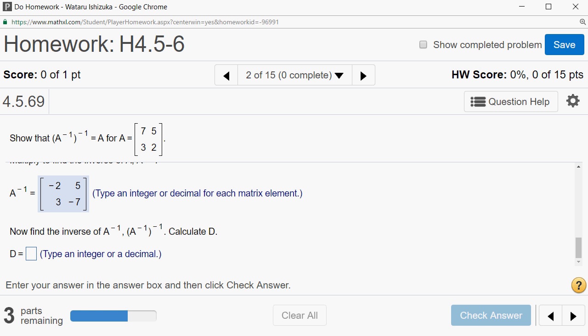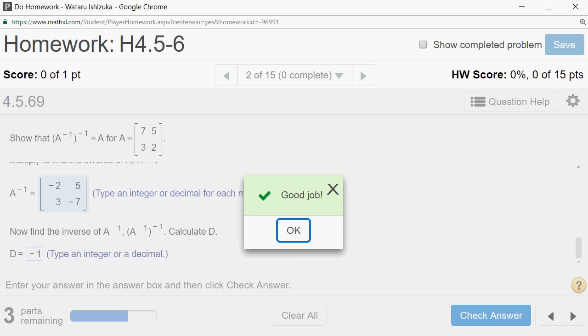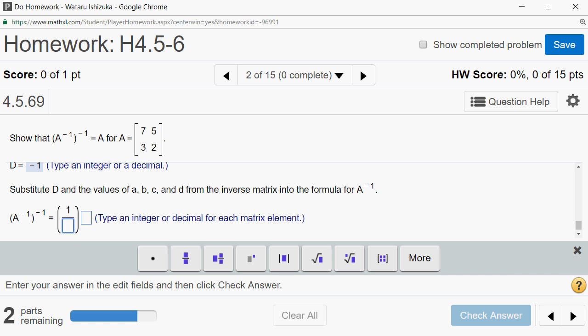Then we want to find the inverse of the inverse. So compute D. Negative 2 times negative 7 is 14, minus 15, so it's negative 1 again. Type in negative 1. Check the answer. Then we put the negative 1 here. Then you look at the inverse.